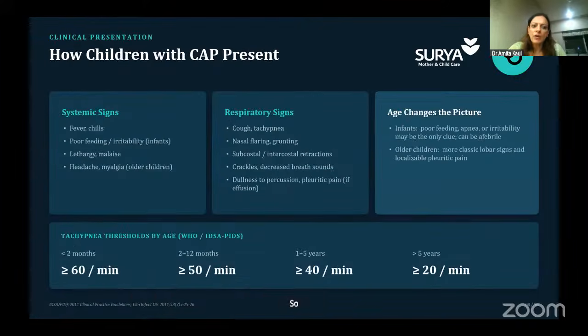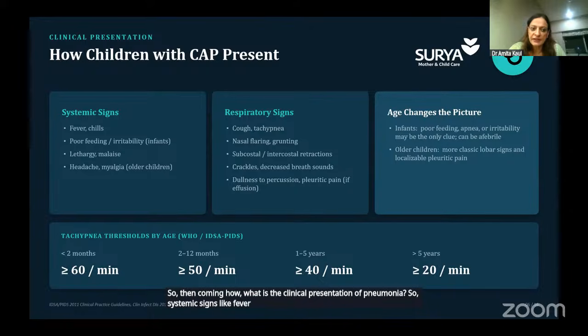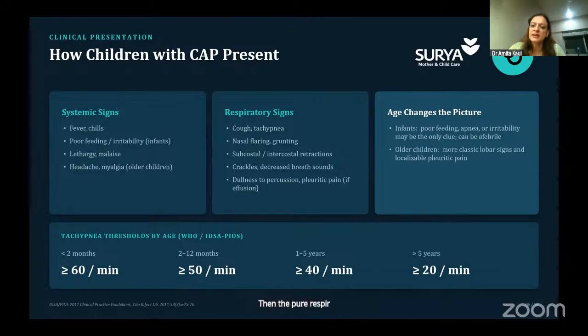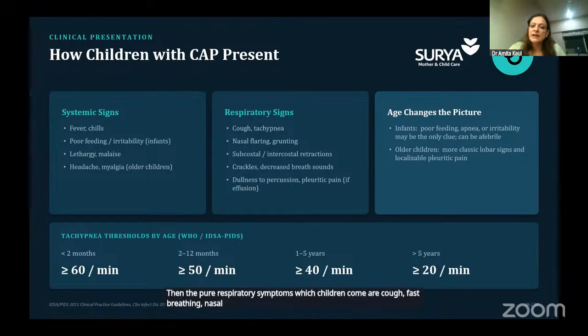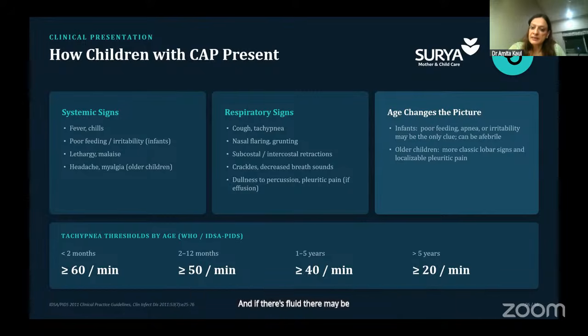So then coming to what is the clinical presentation of pneumonia? So systemic signs like fever, in smaller children like infants, poor feeding, lethargy, malaise, even in older children can come with headache and myalgias. Then the pure respiratory symptoms which children come with are cough, fast breathing, nasal flaring, grunting. Then if the pneumonia is severe, there's subcostal retractions, intercostal retractions. On auscultation, there are crackles. And if there's fluid, there may be decreased air entry. And if you percuss, there'll be dullness.